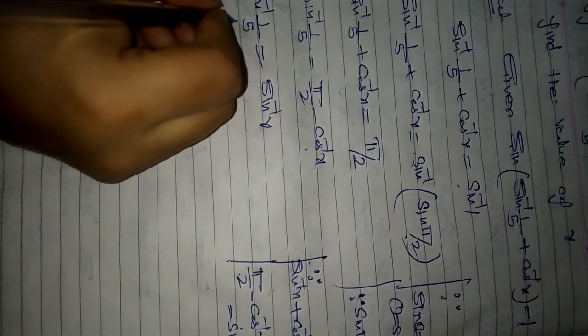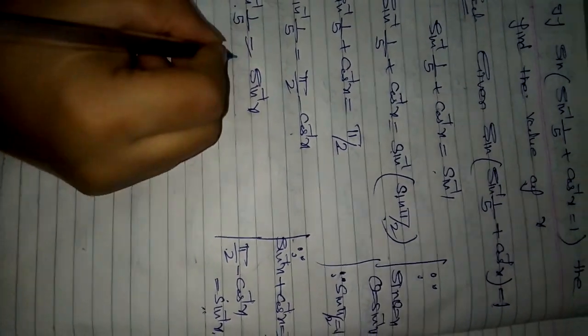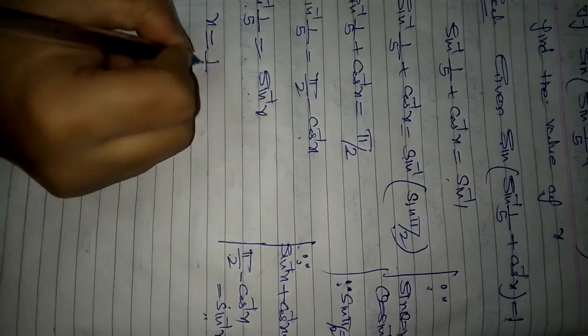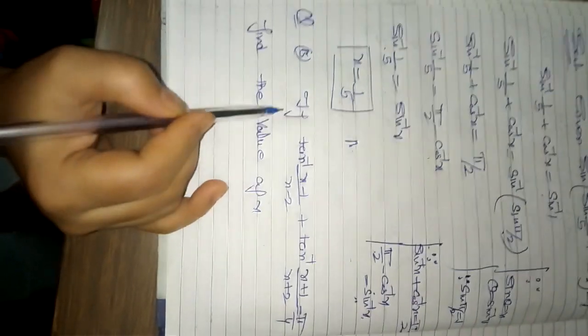Now what is the value of sine inverse 1 by 5 equal to sine inverse x? The value of this term is 1 by 5. The value of x is 1 by 5. Now continue with question number 15.